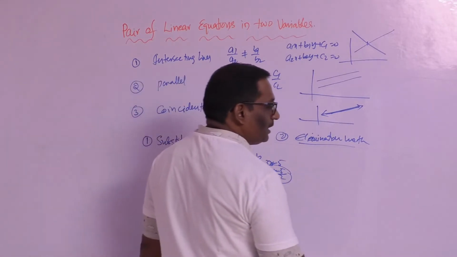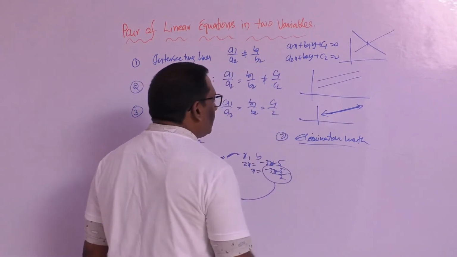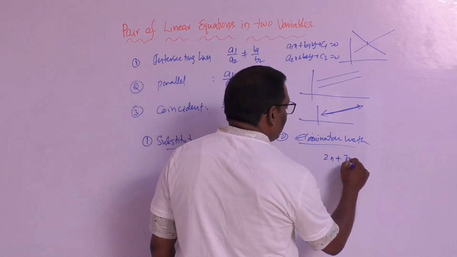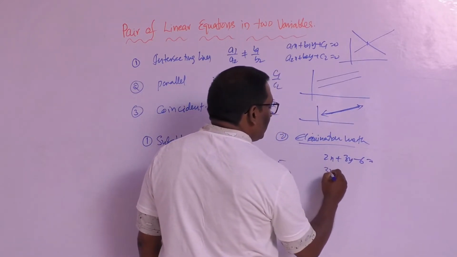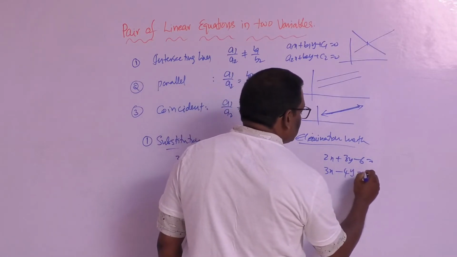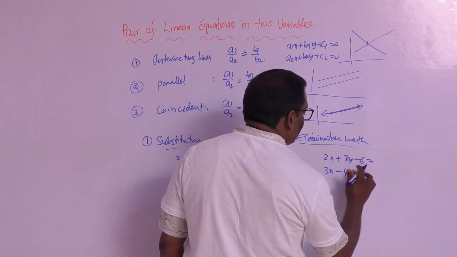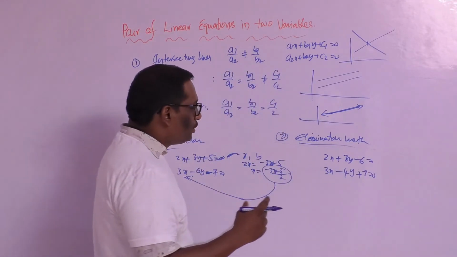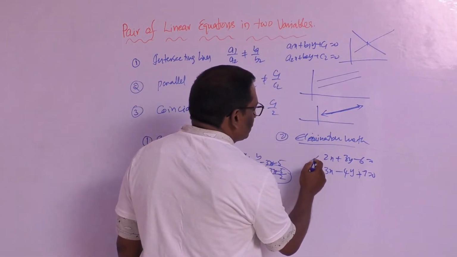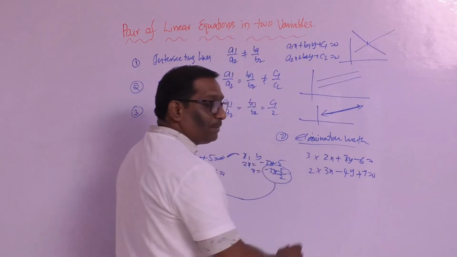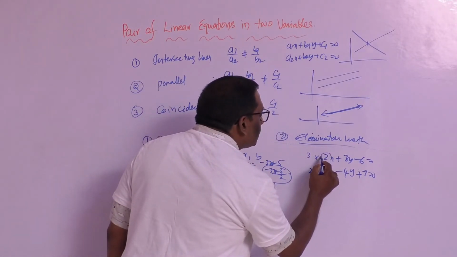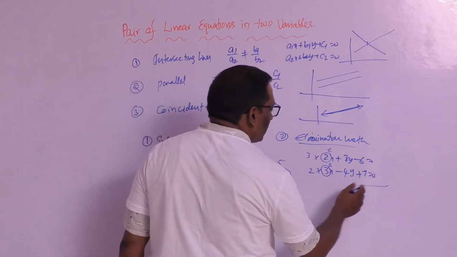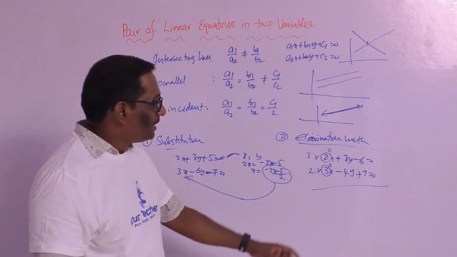And coming to the elimination method, take 2x plus 3y minus 6 equal to 0, and 3x minus 4y plus 7 equal to 0. Now you have to equate the coefficients. This equation you multiply with 3, this equation you multiply with 2, so that we convert the 2 and 3 into 6 and 6. Then if you subtract, the x values get cancelled, and you will get y.